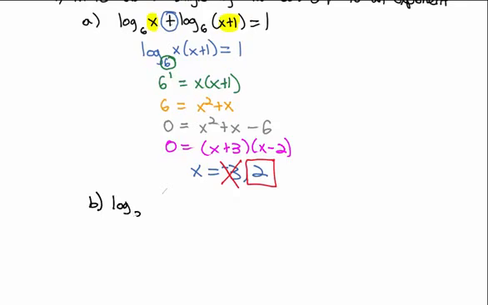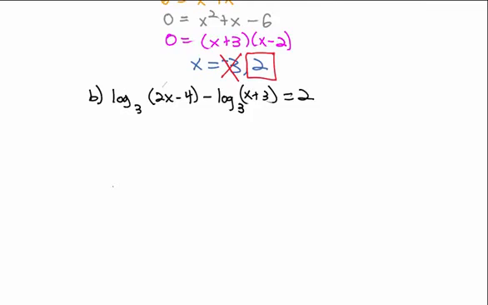Let's do log base 3 of 2x plus 4 minus log base 3 of x plus 3. And we're going to make that equal to 2. Again, we're going to make this into a single log so we can convert it to an exponent. With subtraction, we know that turns into a single log base 3 that has division in it. The 2x plus 4 in the numerator, and the negative log, the negative exponent, means the x plus 3 is in the denominator, is equal to 2.